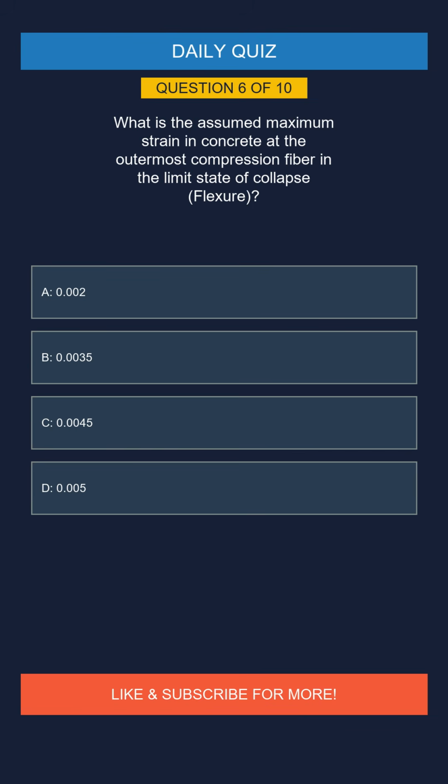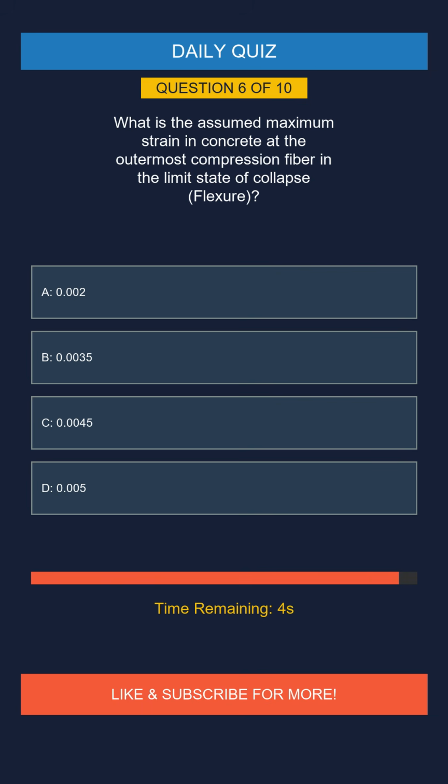Question 6. What is the assumed maximum strain in concrete at the outermost compression fiber in the limit state of collapse in flexure? Option A, 0.002. Option B, 0.0035. Option C, 0.0045. Option D, 0.005.